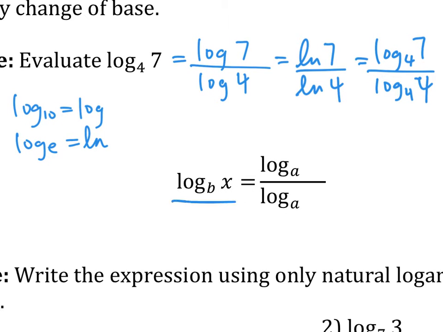So this is kind of the big idea. If you have log base b of x, you can change it so that they have the same base. So I just kind of randomly wrote a base a for both, and then you would just say this x goes there, b goes there.